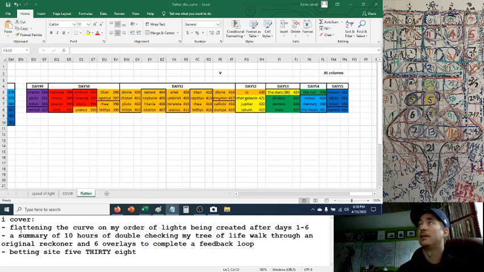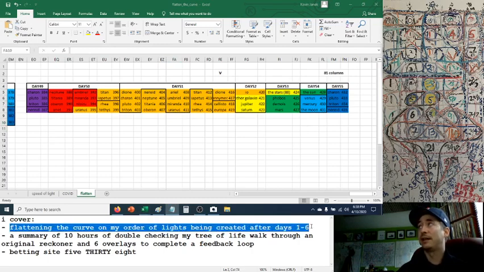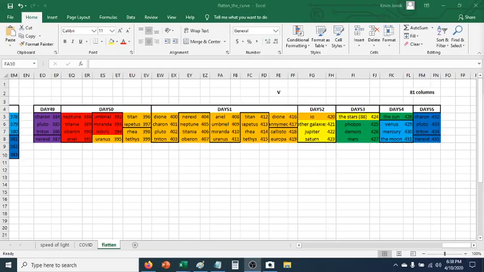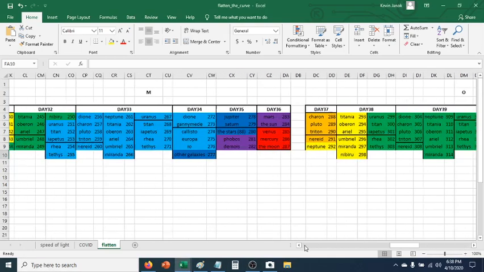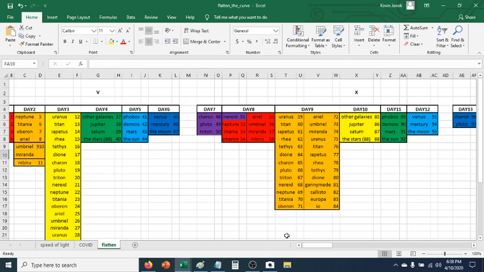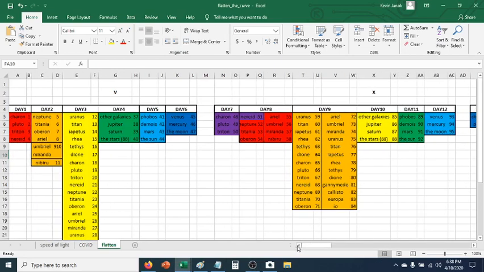Okay. Flattening the curve on my order of lights being created after days 1 to 6 is what I just showed you. It means pimple math. Okay? It means understanding that to flatten the original curve, where this is 24 deep and huge peak.